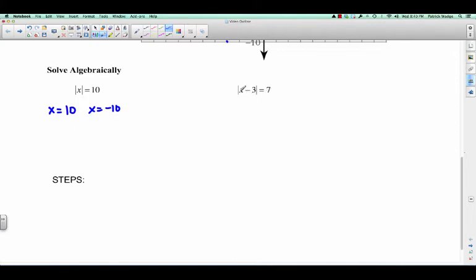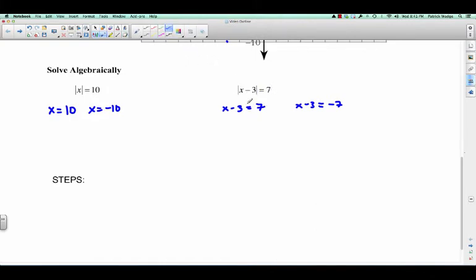Now, can you see how you can do something similar over here? This bit inside the absolute value signs, the x minus 3. What could the x minus 3 be equal to? It could be equal to 7. But what else could the x minus 3 be equal to? It could also be equal to negative 7. How come? Because if this x minus 3 amount in there is equal to negative 7, then once I take the absolute value of it, it would be equal to positive 7, and that's what we want it to be equal to.